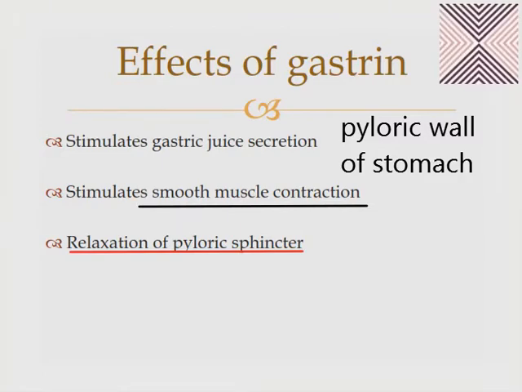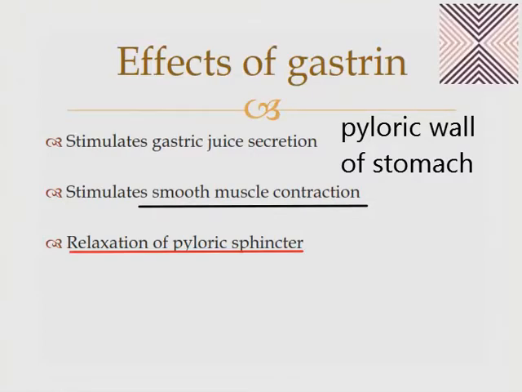Now what is the pyloric sphincter? This is the sphincter which is present in the pyloric part of the stomach. The stomach has got two parts, so I think you know it. The first part is the cardiac part, the second is the pyloric part, and the pyloric part has got the pyloric sphincter. Now if this sphincter is open, the food can go from the pyloric part to the duodenum.